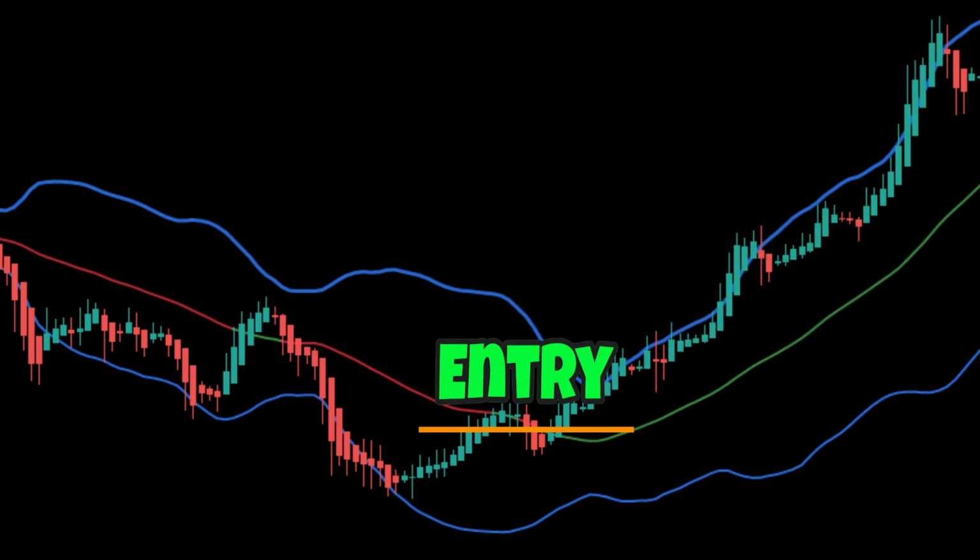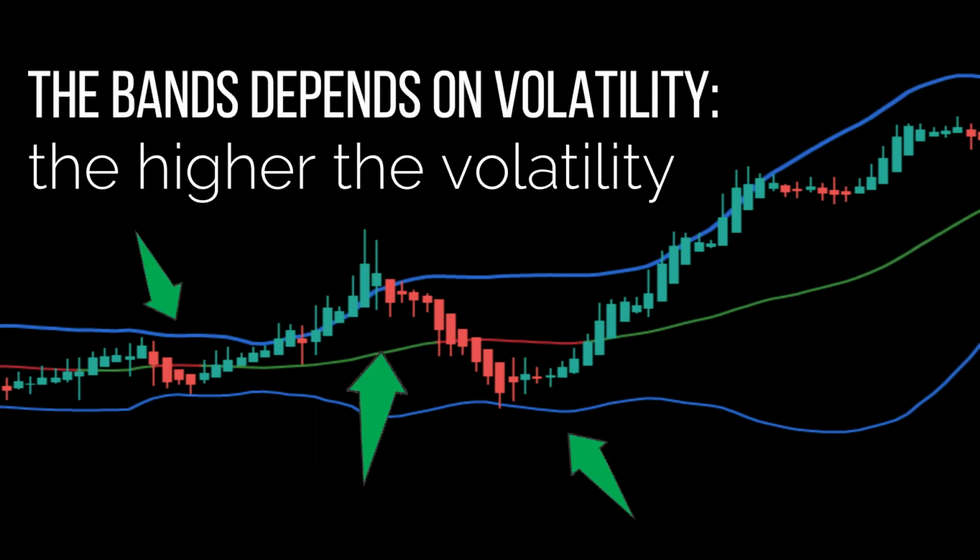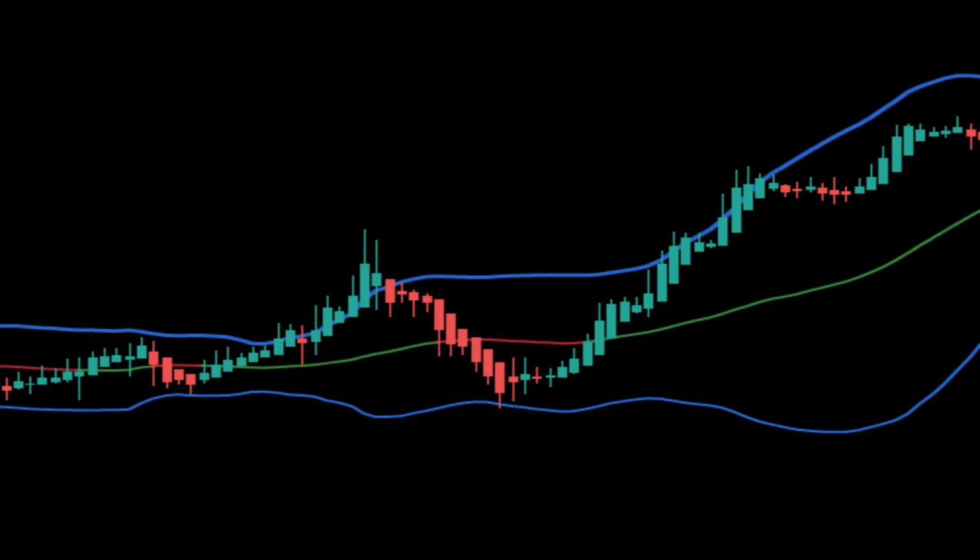The idea of this experiment is to evaluate how profitable it is to enter the existing trend on a pullback compared to breakout entries. The behavior of the bands depends on volatility. The higher the volatility, the further the bands diverge from the average.